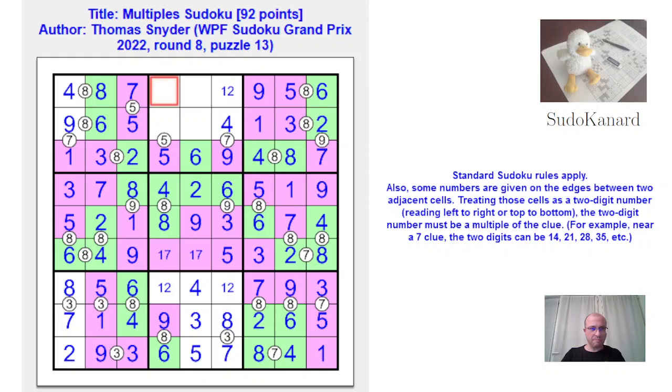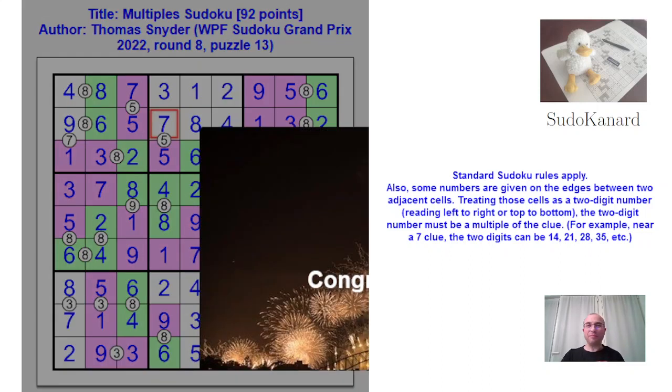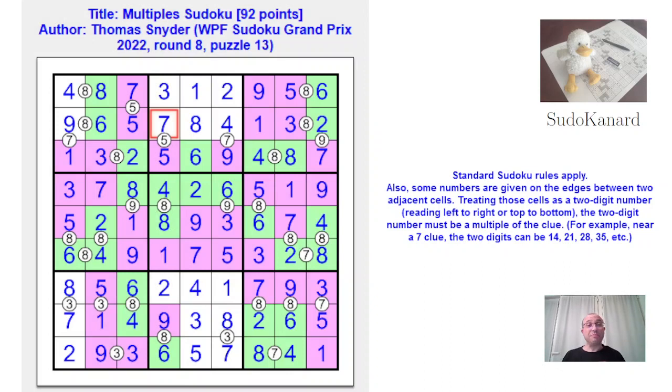1, 2 and 3. 3 is not here. That's a 1, that's a 2. And the rest should come very smoothly. 8 is here, and 7 is there, and that's it. So, excellent puzzle. Sorry for not finishing the coloring. That's really unnecessary at this point. So, really, really neat puzzle by Thomas Snyder. With a lot of interesting use of odd and even stuff.